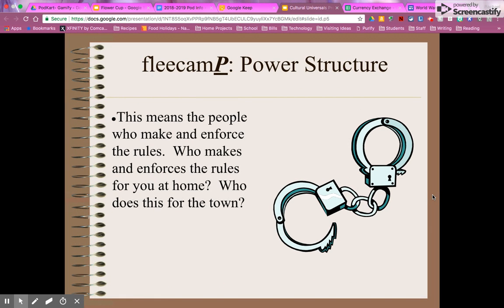All right, now the final one. The F stands for family structure. L, language. E, education. E, economics. C, conflict. A, arts, play, and recreation. M, material goods. P, power structure. So this means people who make and enforce rules. So it could actually be you sometimes if you babysit. So you would be in charge of helping make sure someone eats breakfast or brushes their teeth or goes to bed at the correct time. Who else is a power structure in your life? So think about school or home, or who does this in a town or a city.